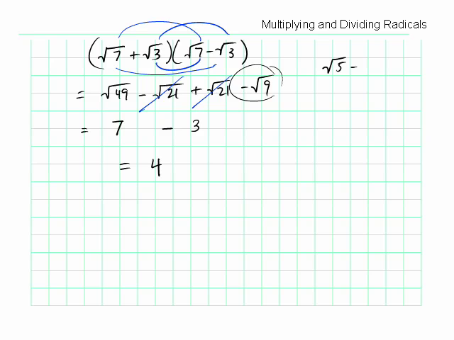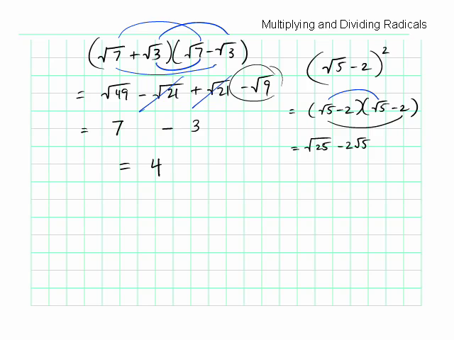Square root 5 minus 2, quantity squared. Now remember, when we square something, we multiply it to itself. So this is square root 5 minus 2 times square root 5 minus 2. FOIL method again. The square root of 5 times the square root of 5 is the square root of 25, minus 2 square root 5. This times this is another minus 2 square root 5. And then negative 2 times negative 2 is a positive 4.